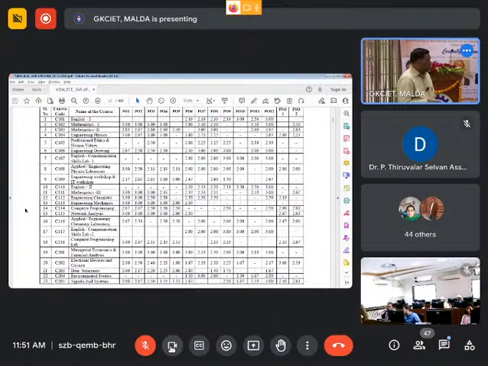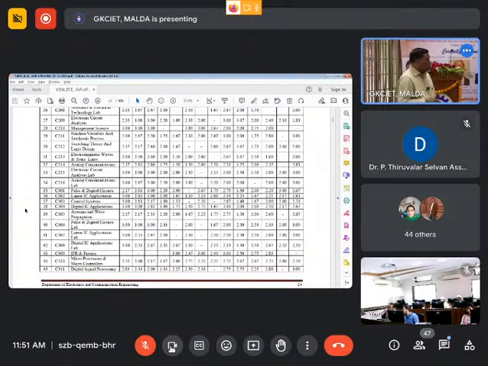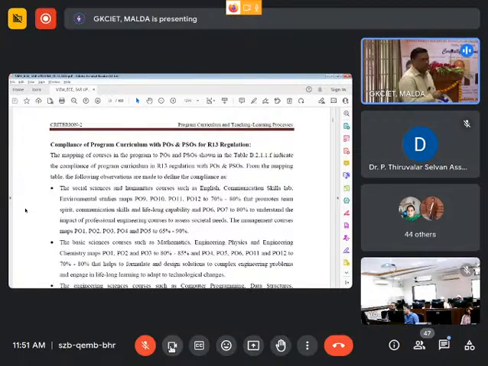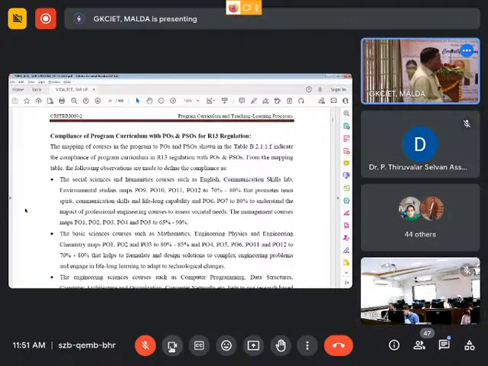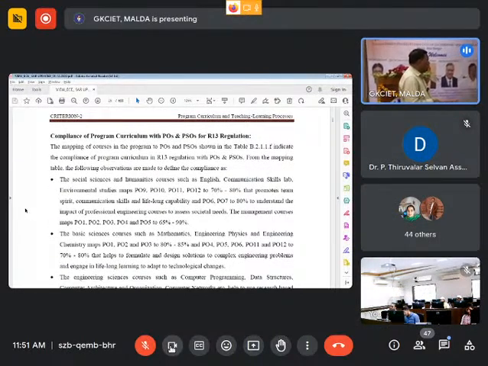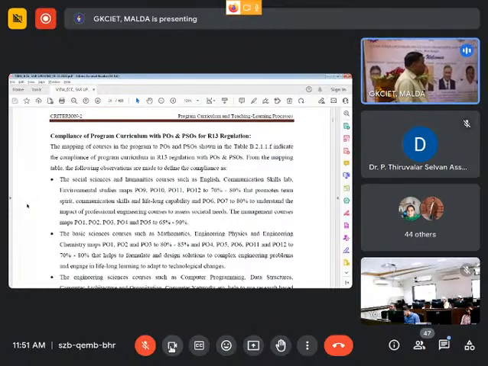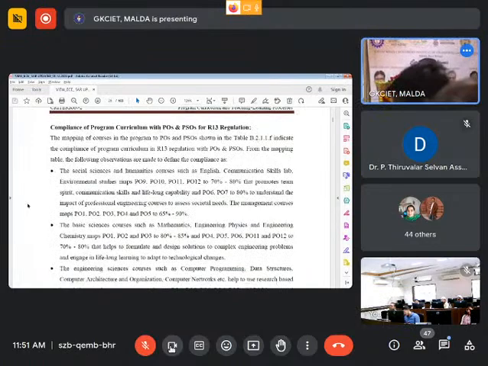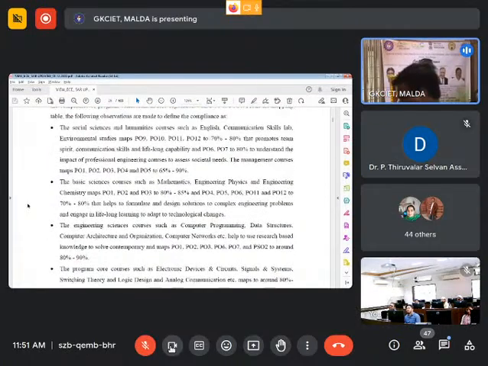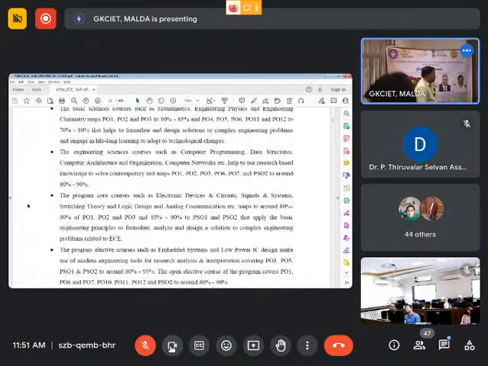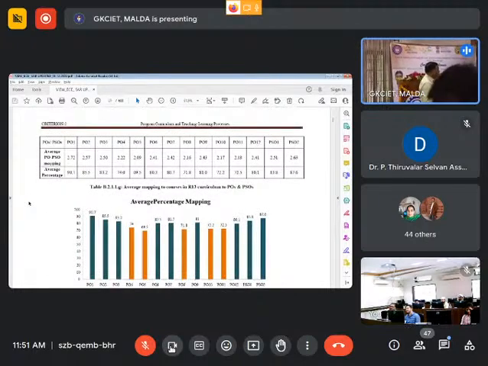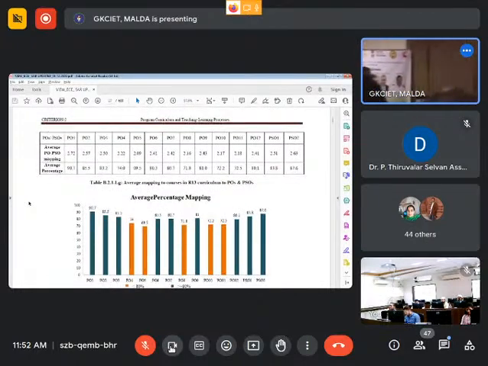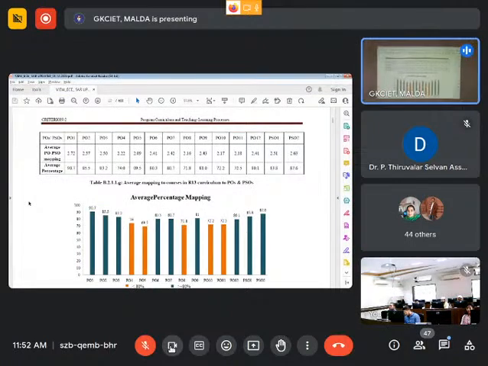Next. For a complete subject, they have done a complete mapping. Then this is the compliance of the program curriculum with POs and PSOs. Did it go backwards? Come down, and further down. Why are you going up? You have to go from page 1 to 4, not 4 to 1. Yeah, hold. The average percentage mapping, this distribution graph also they have shown.